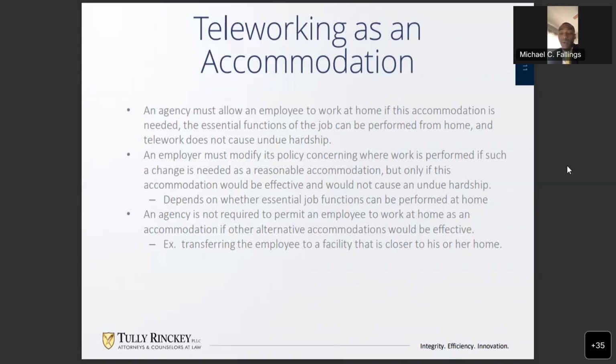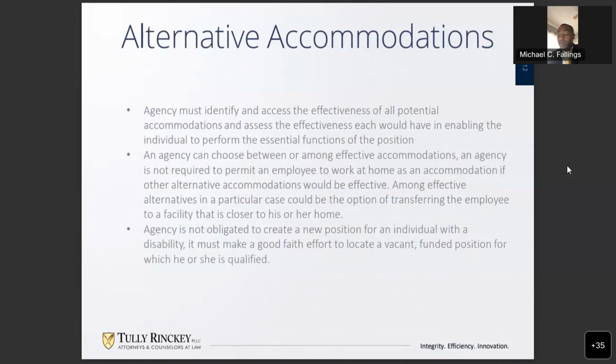But the employer must, if they provide an accommodation, modify a policy or common practice, and not just look at a position description to determine whether that employee can perform work away from the office. If there are other alternative accommodations that would be as effective, the employer can offer that. They're not required to grant the employee's accommodation to work from home if other alternative accommodations would be as effective to accommodate the medical condition.